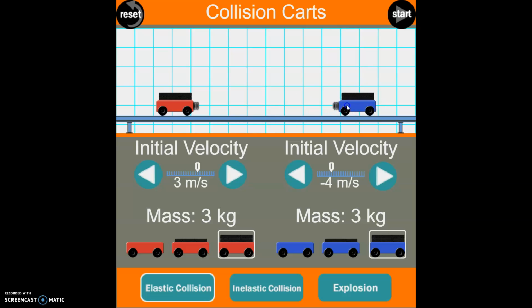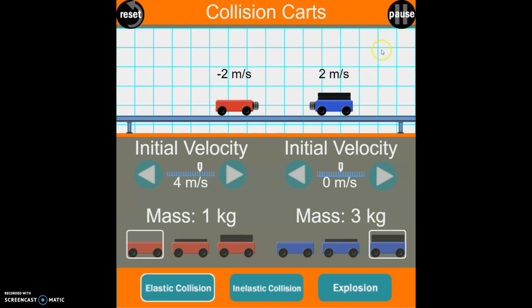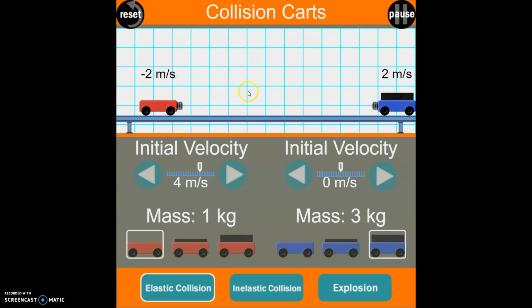All right, so let's just do an example calculation for an elastic collision where the blue car is at rest. Notice I can change the position of the blue car by holding down and dragging it. Let's set the blue car's velocity as 0, the red car's velocity at 4, and let's make the red car have a small mass and the blue car have a big mass, and let's see what happens. So let's press start. This is an elastic collision. It bounces off the blue one, and they both end up going in opposite directions.